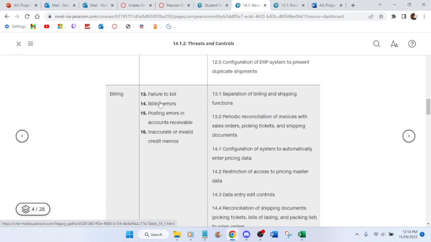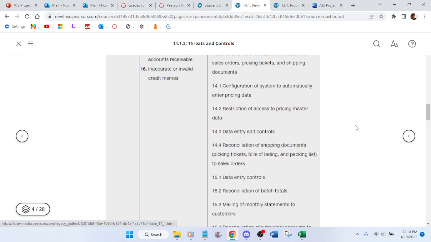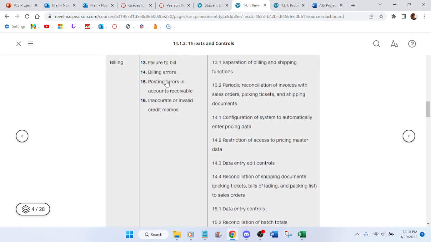Billing errors. So we have billing errors, 14. Restriction of access. Configuration of system to automatically enter pricing data. Restriction of access to pricing master data. Data entry edit controls, reconciliation of shipping documents to sales orders. So like that's inaccurate billing or billing errors.